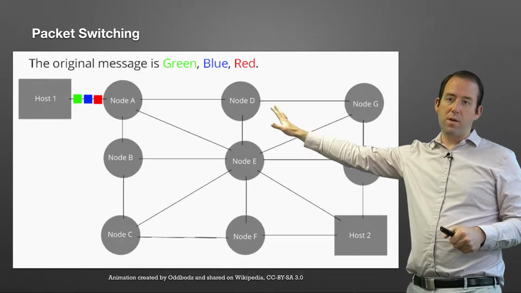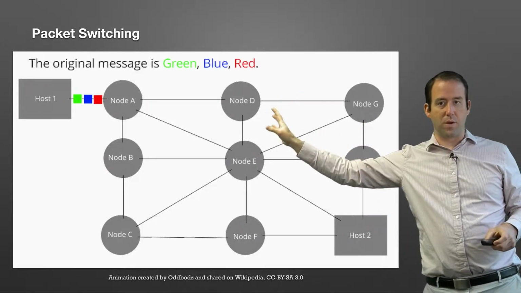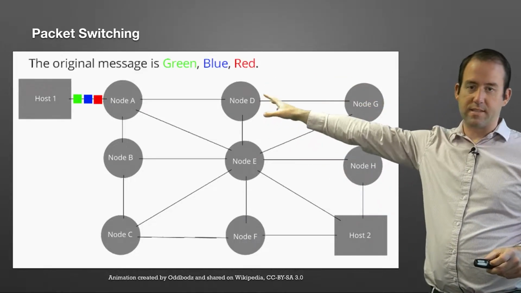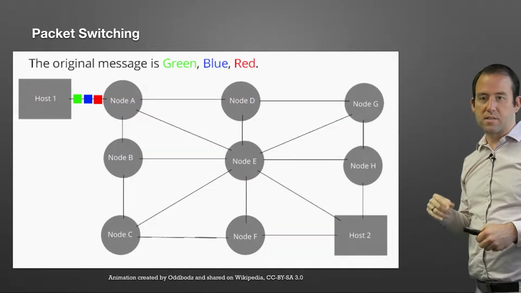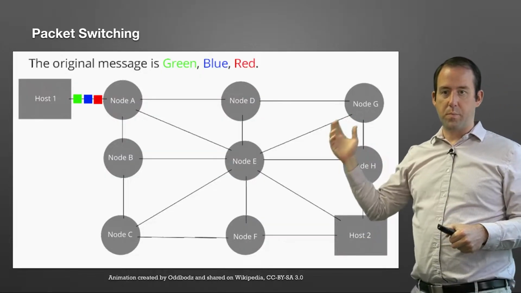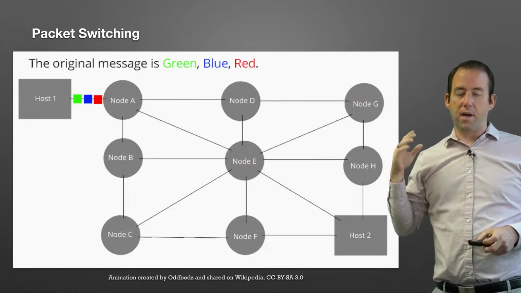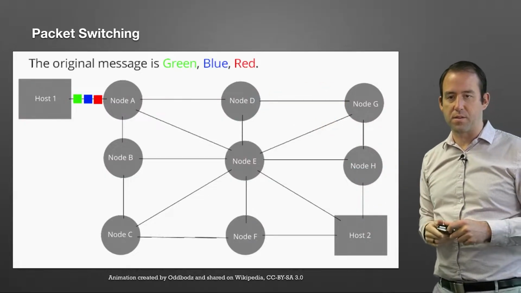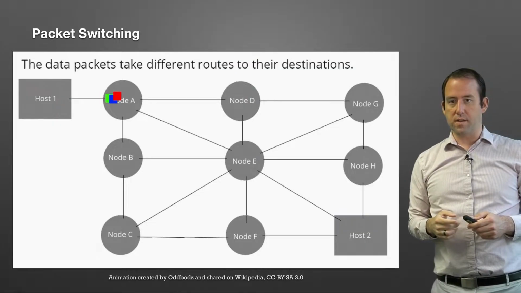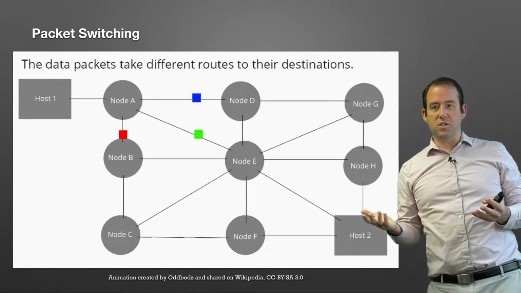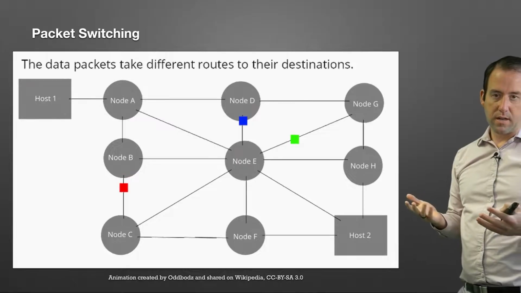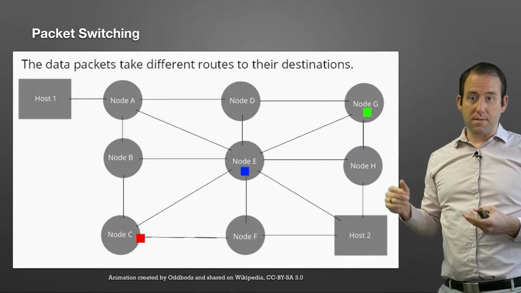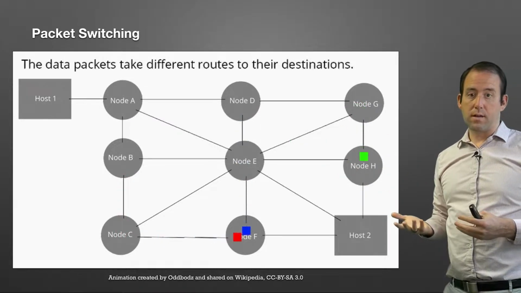If host 1 wants to send a message that is green, blue, red from itself to host 2, it splits up this message into packet green, packet blue, packet red. We'll watch as the packets take their path through the network. What you'll notice is the packets can each take a different route to their destination. They all have the same source, the same destination, but they don't all take the same path.